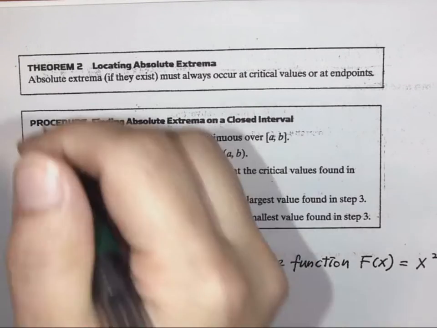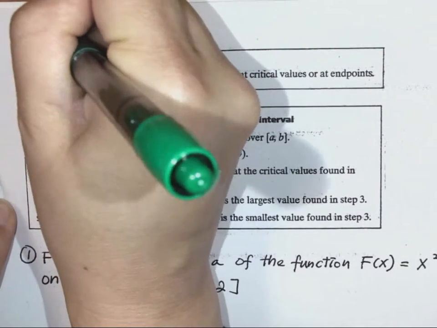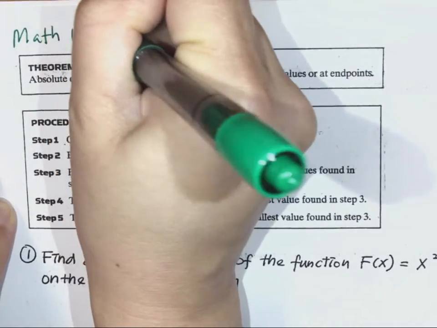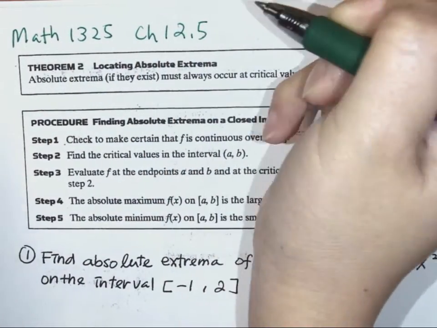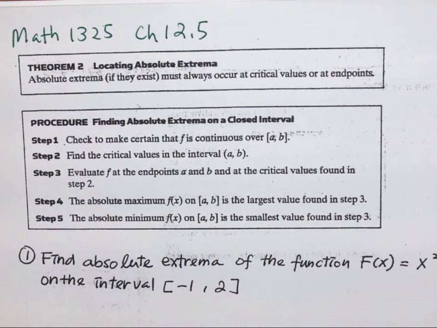So this is Math 1325, chapter 12.5, second video about the absolute maximum and absolute minimum. So we're gonna talk about this second theorem.